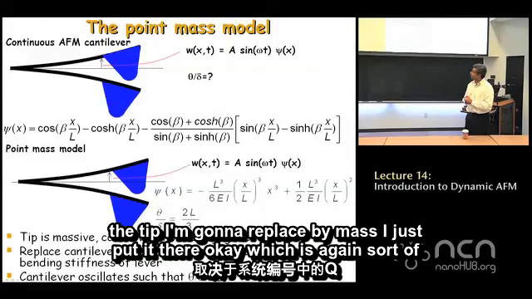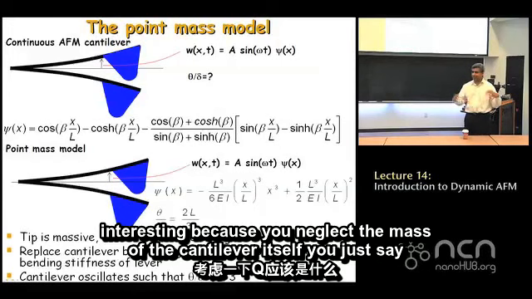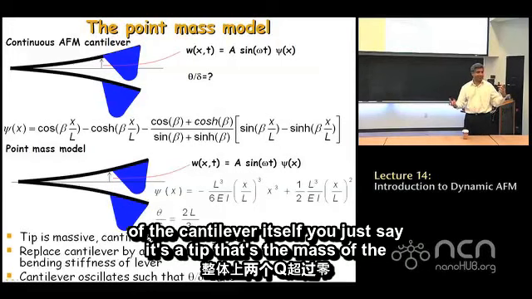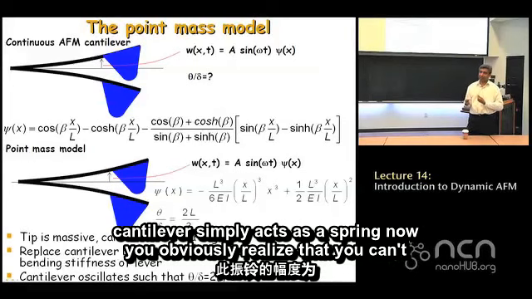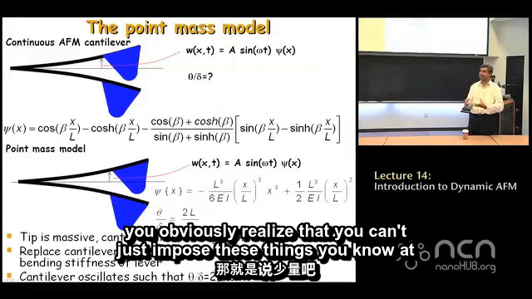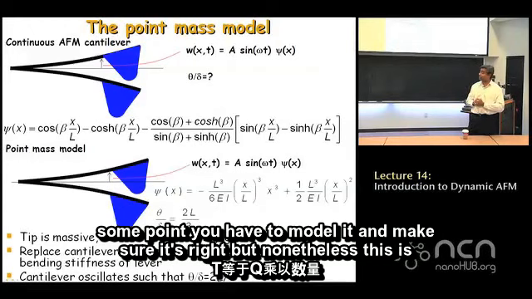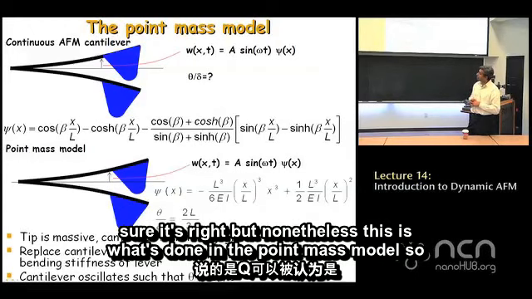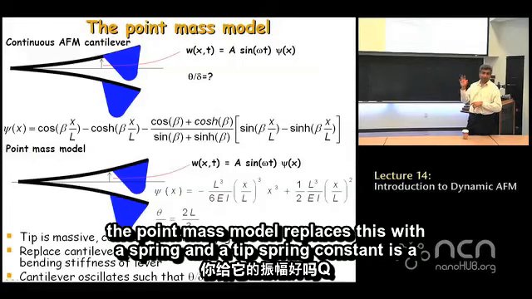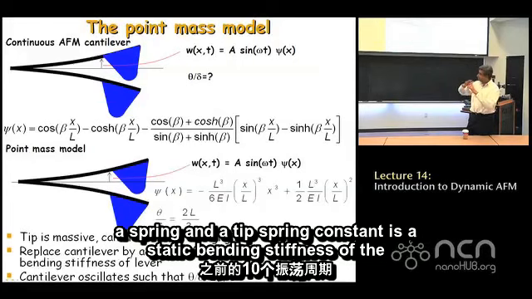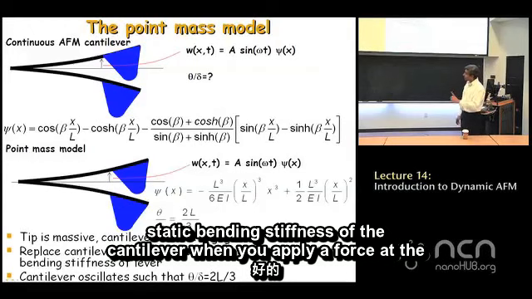Which is again sort of interesting because you neglect the mass of the cantilever itself. You just say it's a tip, that's the mass, and the cantilever simply acts as a spring. Now, you obviously realize that you can't just impose these things. At some point you have to model it and make sure it's right. But nonetheless, this is what's done in the point mass model. So the point mass model replaces this with a spring and a tip. The spring constant is the static bending stiffness of the cantilever when you apply a force at the end of it.